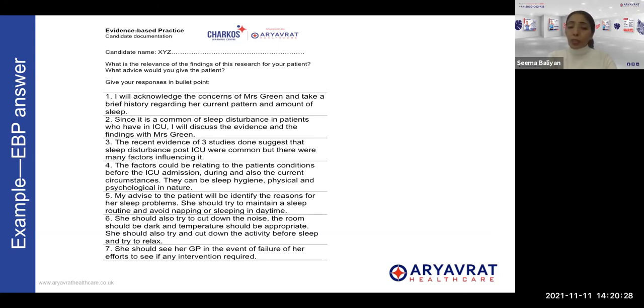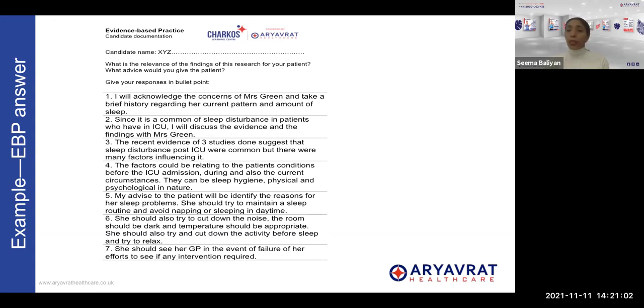My advice to the patient will be to identify the reasons for her sleep problem, and that she should try to maintain a sleep routine and avoid napping or sleeping in the daytime. She should also try to cut down on the noise in the room, and the room should be dark, and the temperature should be appropriate. She should also try to cut down the activity before sleep and try to relax. She could see her GP in the event of failure of her efforts and see if any intervention is required. And she can be invited back in 2 to 3 months' time for a follow-up appointment.